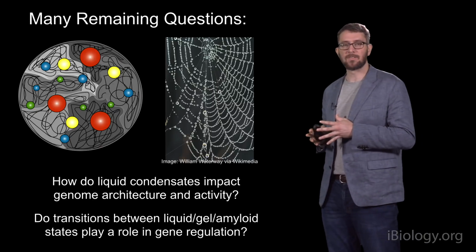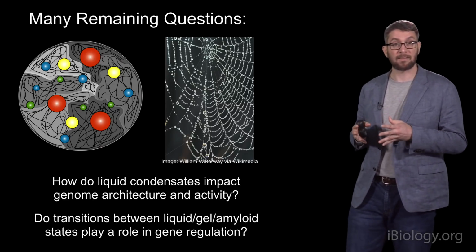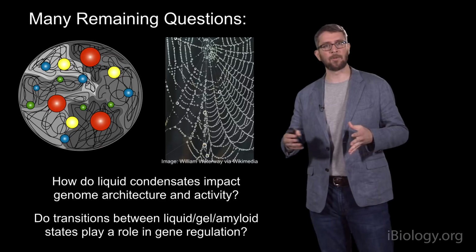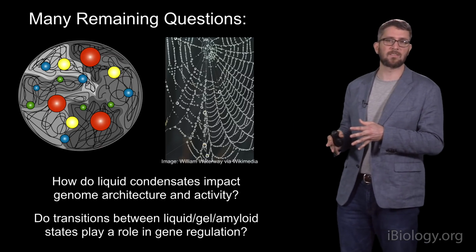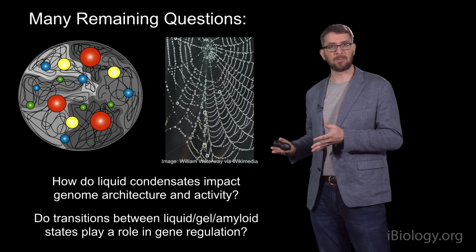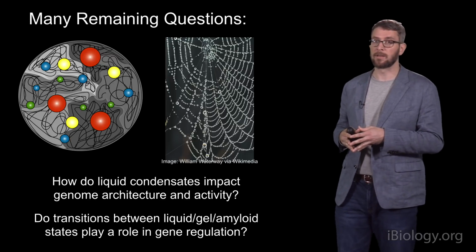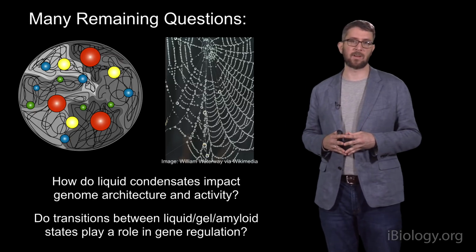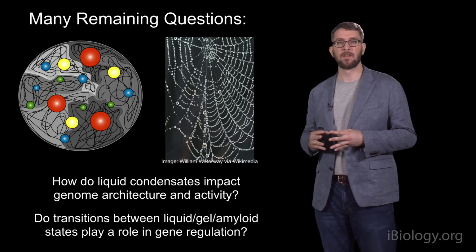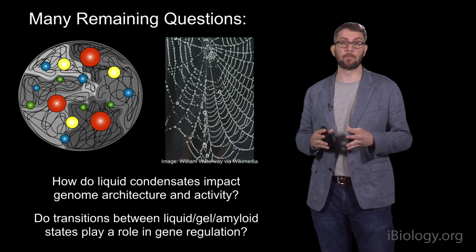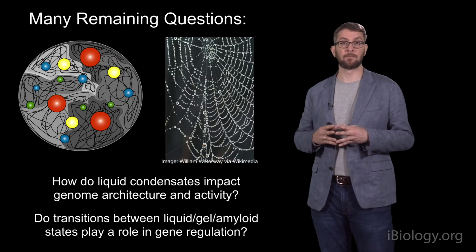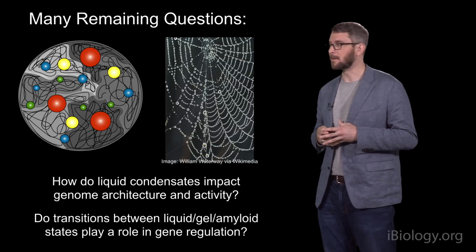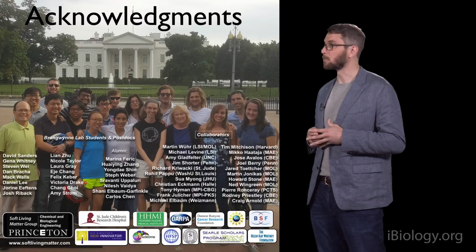How do these transitions, which I've talked a lot about in the last talk as well, between liquid states and solid states, these liquids and gels and amyloids, work? Do transitions between those different states of biomolecular matter play a role in gene regulation? It's a fascinating question. We have very little knowledge about that, and I think that's going to be one of the key questions going forward in this area at the interface of soft matter physics, cell biology, genetics, and probably a number of other fields. There's a lot of excitement right now, and we're going to be happy to see this move forward.